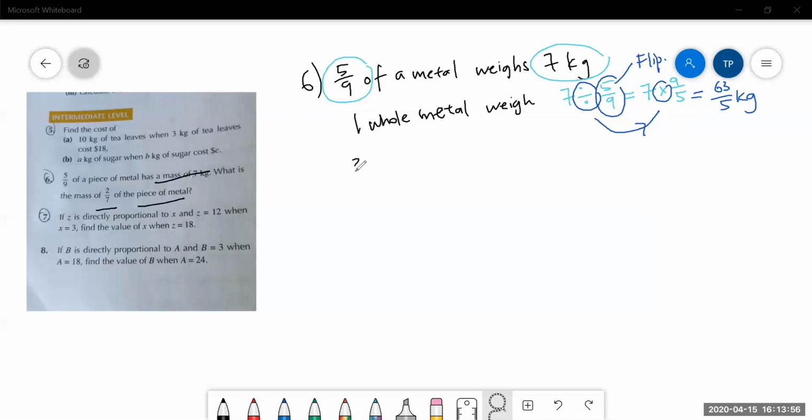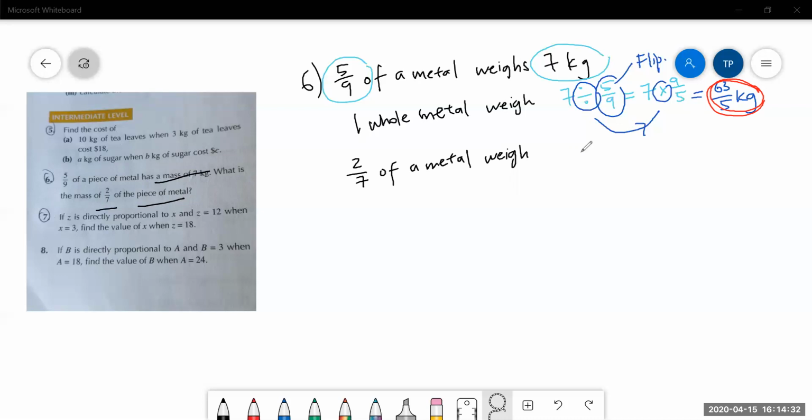So now we want to find 2 over 7. One whole metal weighs 63 over 5 kg. So 2 over 7 of a metal will weigh what? Just now what did we do? We multiplied. So 63 over 5 times 2 over 7.